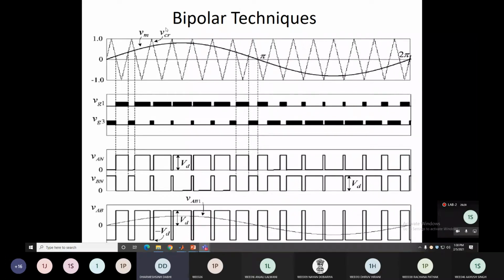What is the frequency of the triangular wave? See, suppose the frequency of this reference signal is 50 Hz. So what is the frequency of this triangular wave? Calculate the peak of each triangle. How many cycles are completed in this one cycle of the reference signal? From this point to this point. How many? Yes, 750 Hz.